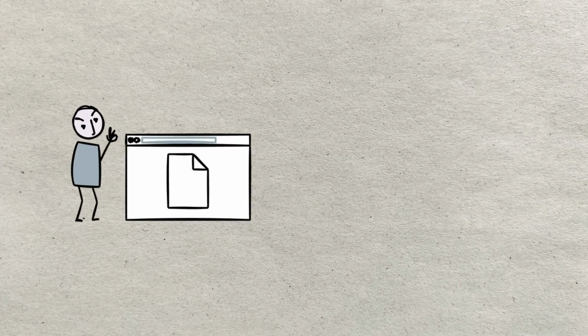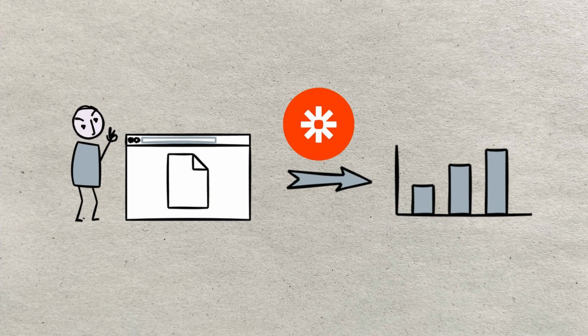Zapier is an automation app that is primarily aimed towards businesses, and it allows you to automate certain parts of your business workflow that are repetitive and mundane. So for example, anytime someone signs up to a newsletter on a business's website, Zapier might automate the process of taking that name and then uploading it into a Google spreadsheet.